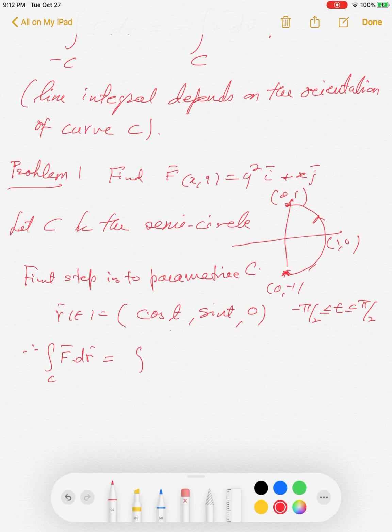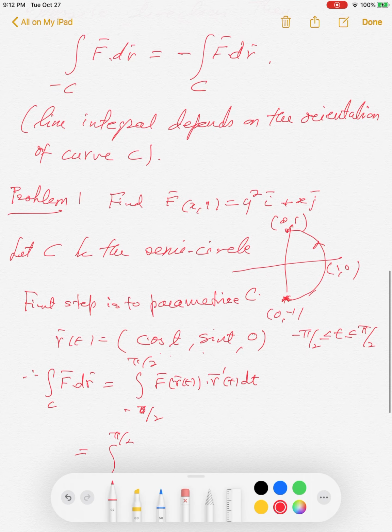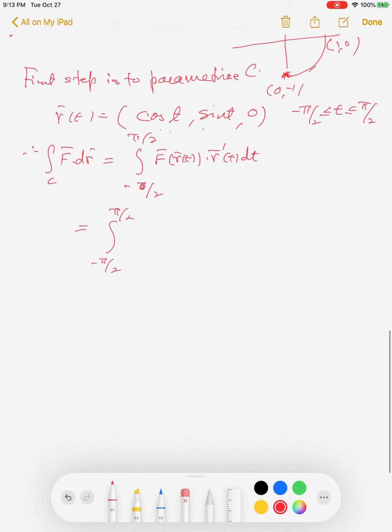So therefore, the line integral of f bar dot dr bar over C is going to be the integral of f bar at r bar t dot r bar dash t dt, where t goes from minus pi by 2 to pi by 2. What is f bar at r bar t? f bar is y square comma x square.